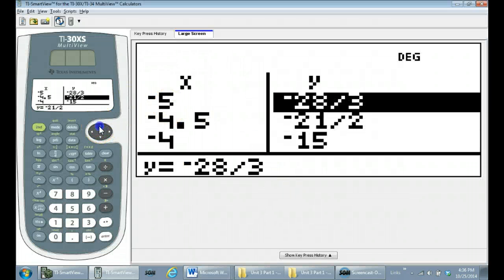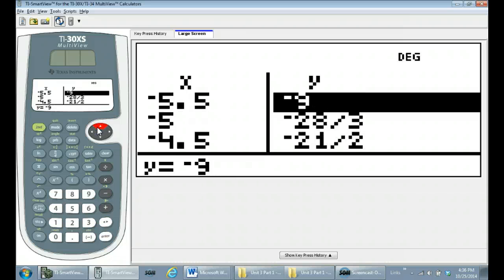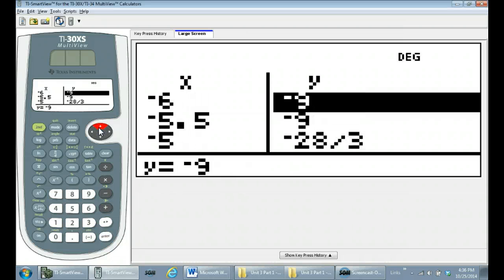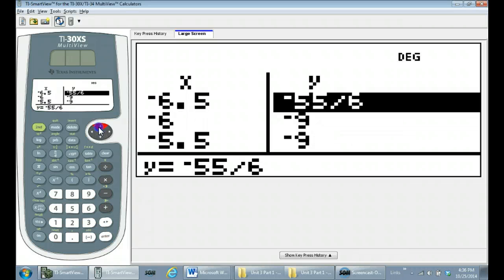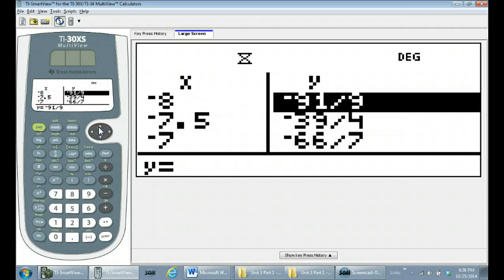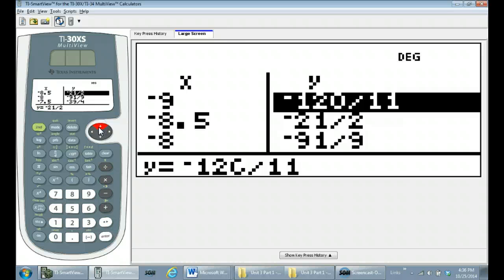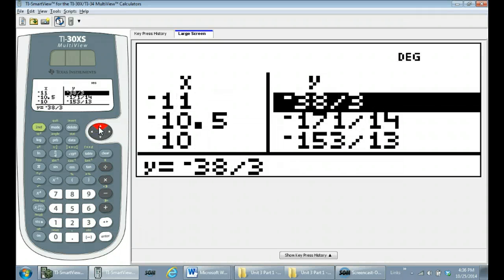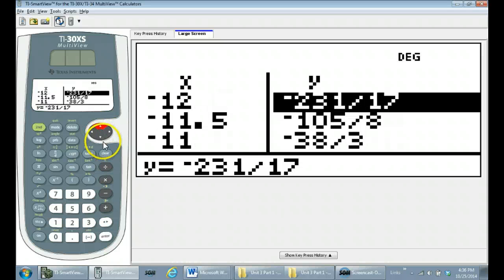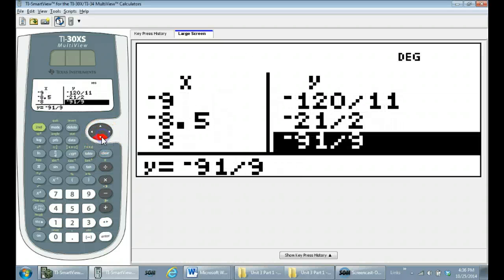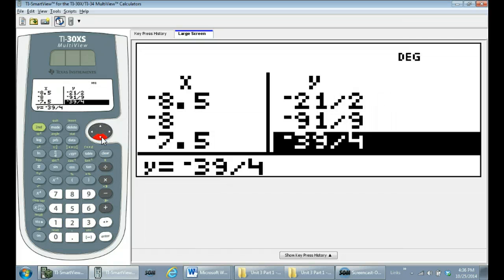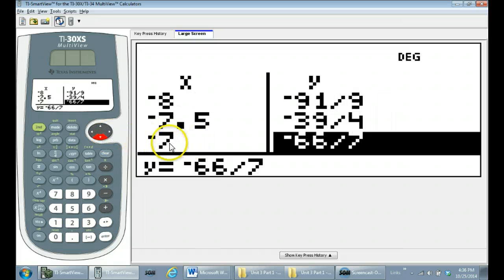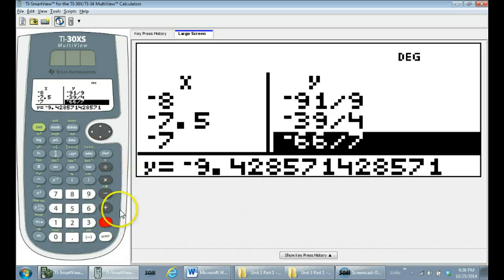Out of curiosity, I wonder if there are any whole numbers over here. Okay, well we had that. Any more whole numbers over here before I run off the graph? I guess not. We're out of whole numbers. Alright, so let's just use what we have. Okay, so for example, -7 is -9.4.